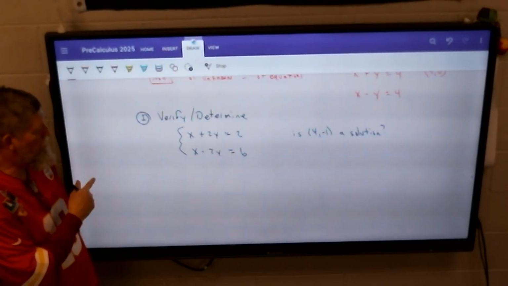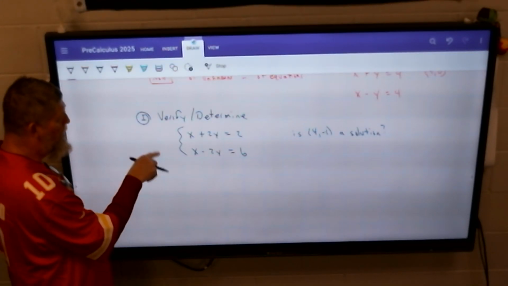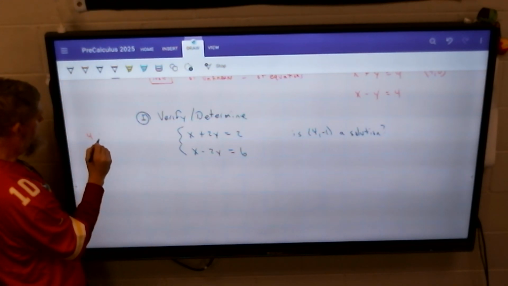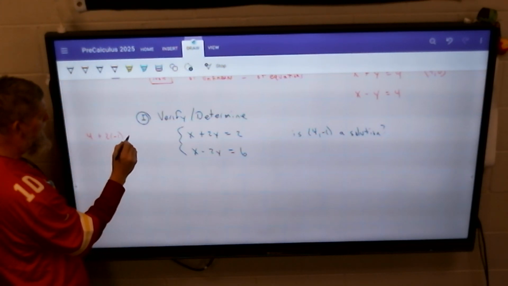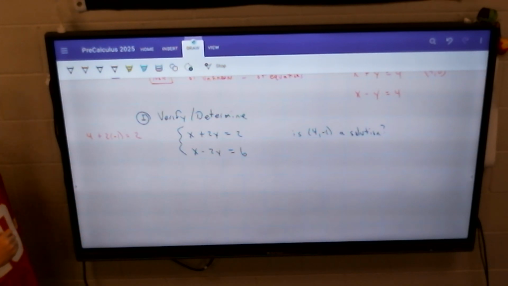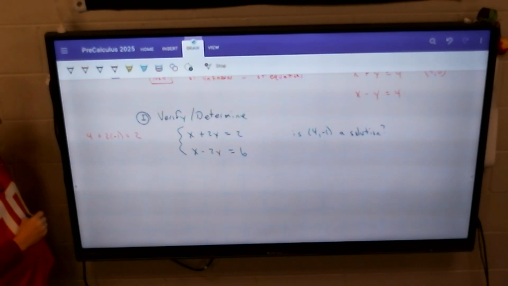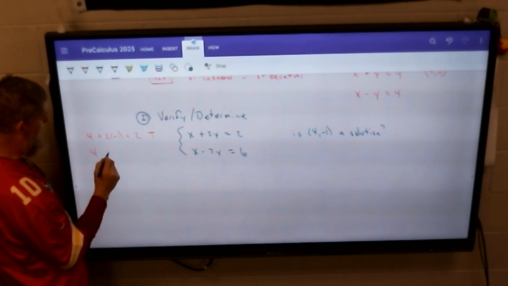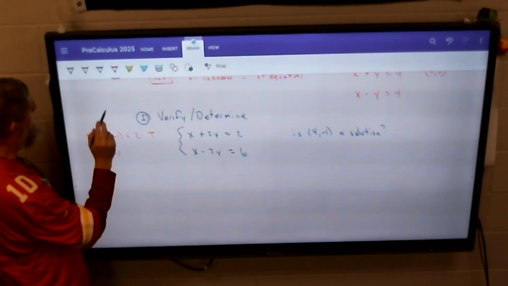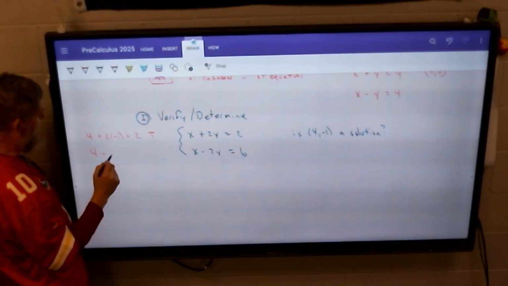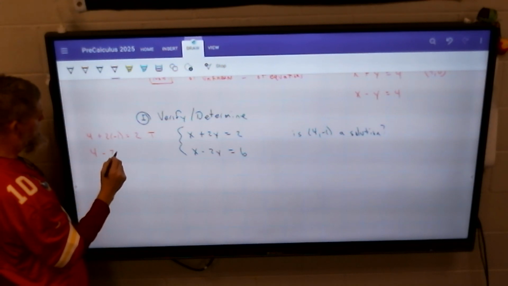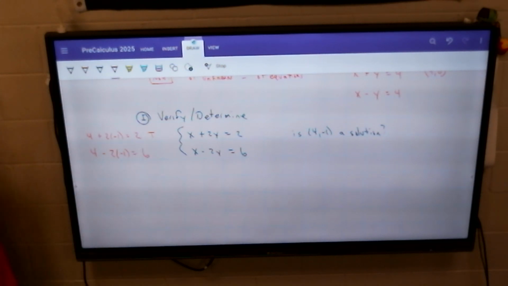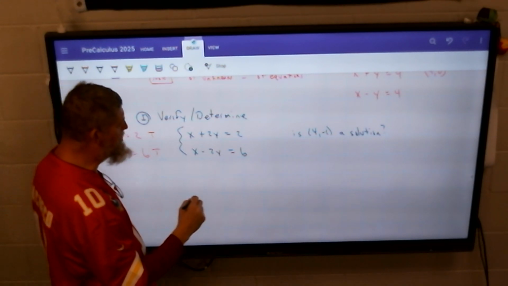So if it has to work in both equations, it has to make both equations true. So we simply plug it in. I'm going to go 4 plus 2 times negative 1 equals 2. Is that true or false? It's true. That is true. What if I put down here 4 minus 2 times negative 1 equals 6? True or false? Absolutely true. So the answer is yes.